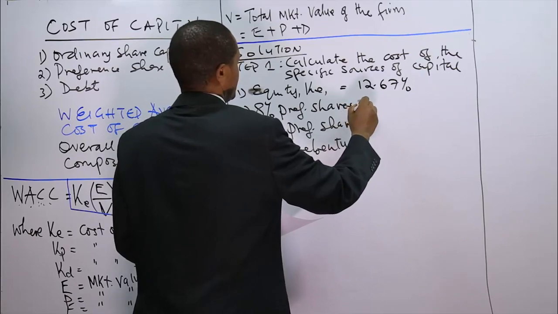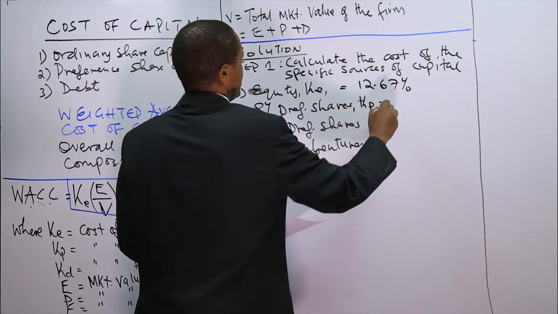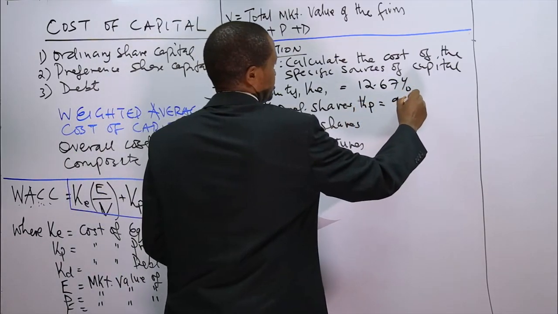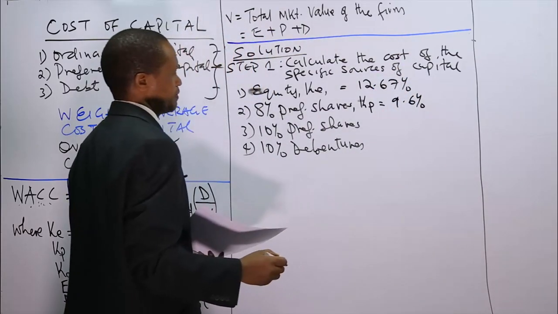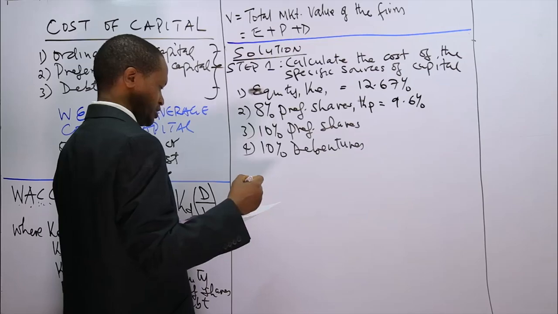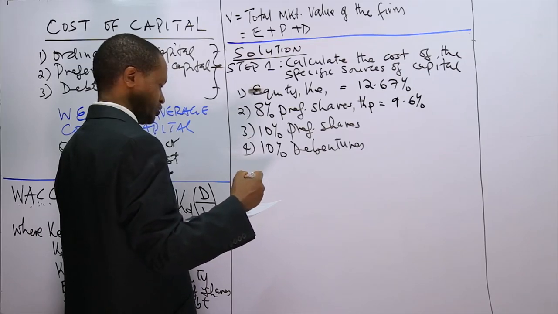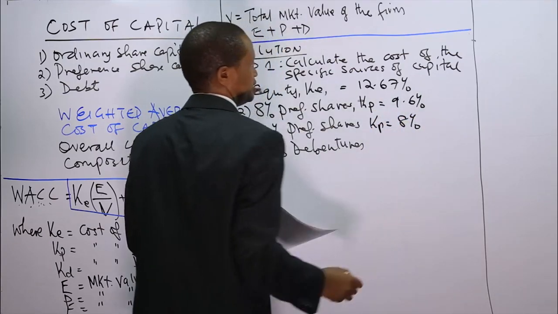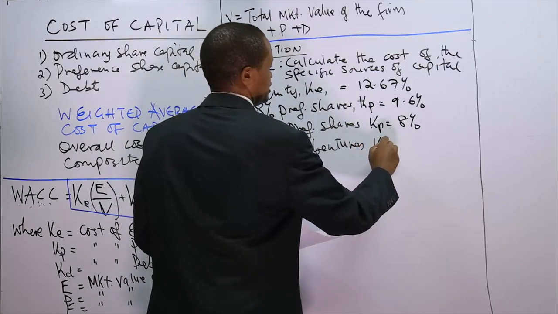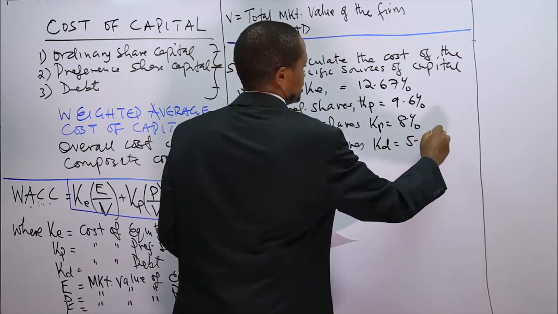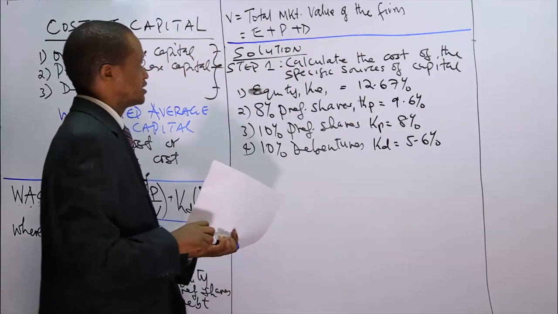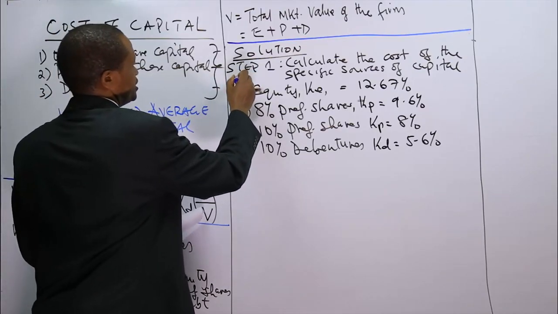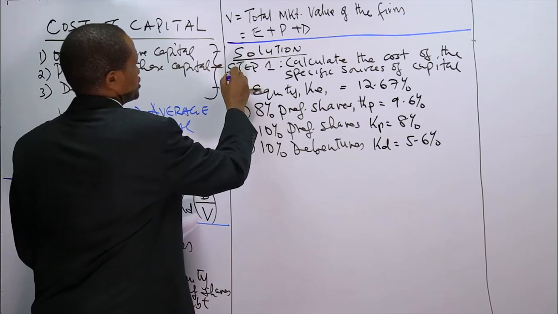That is KE. Then we have our KP of 8% preference shares. We calculated it. It was 9.6%. The 10% preference shares, the after-tax cost KP, 8%, and lastly KD, cost of debt, 5.6%. So step number one is to determine the cost of the specific sources of capital.